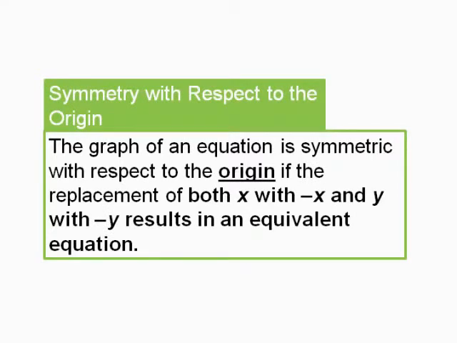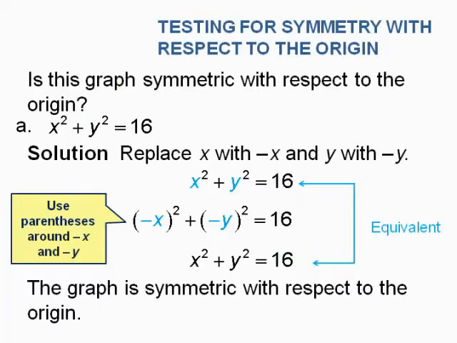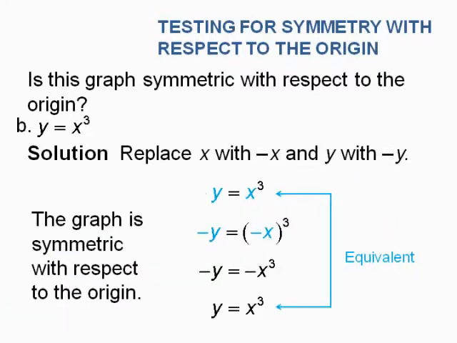Speaking of origin, we haven't done enough of these examples, so we've already talked about this, but the graph of an equation is symmetric with respect to the origin if replacement of both x with negative x and y with negative y results in an equivalent equation. So the one we did earlier with the circle, notice if you replace both y with negative y and x with negative x, you certainly do have origin symmetry.